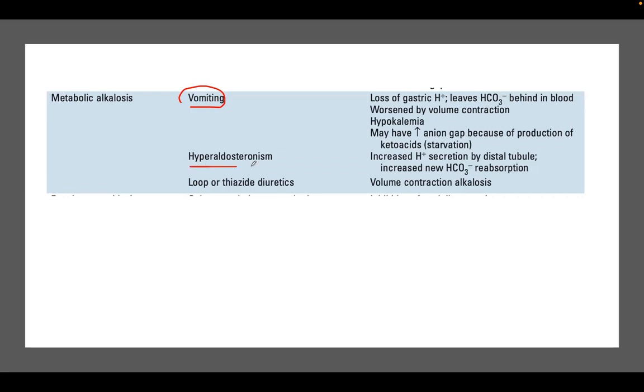Then there's the hyperaldosteronism, which we mentioned earlier. And now they add the use of specific diuretics, particularly loop or thiazide diuretics. Okay, now please remember, loop diuretics, this is of course furosemide, classic furosemide, Lasix. Then of course you have your thiazides, which is the prototype is going to be your hydrochlorothiazide. Okay, so please add that to your memory bank.